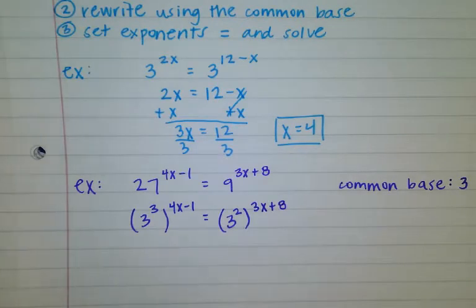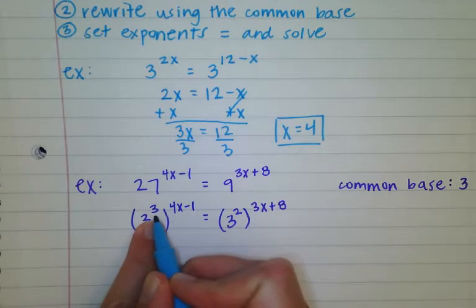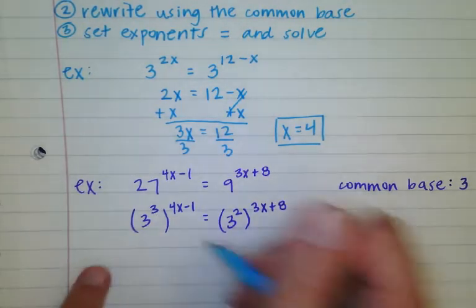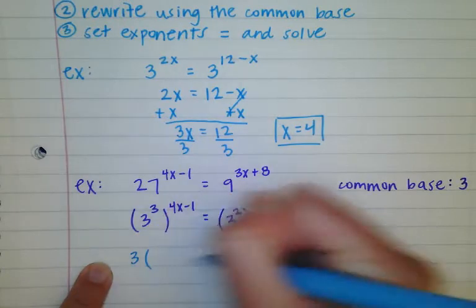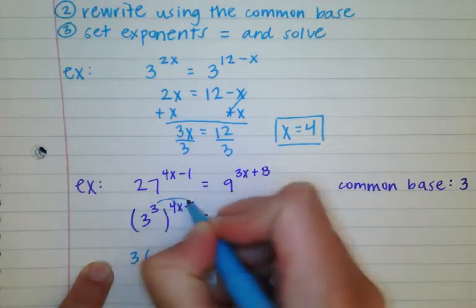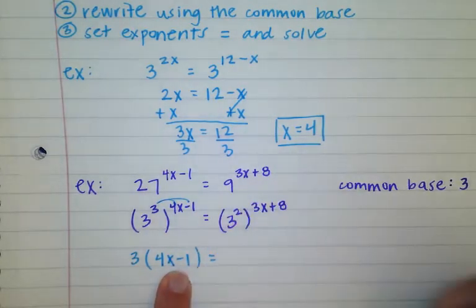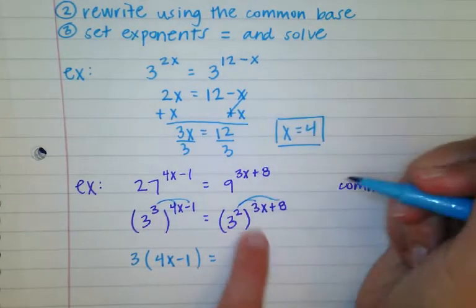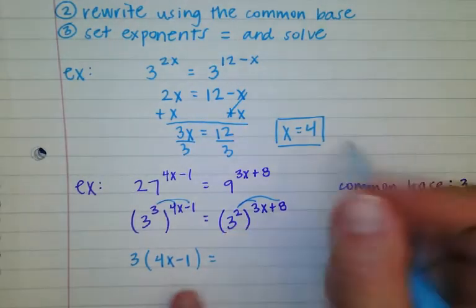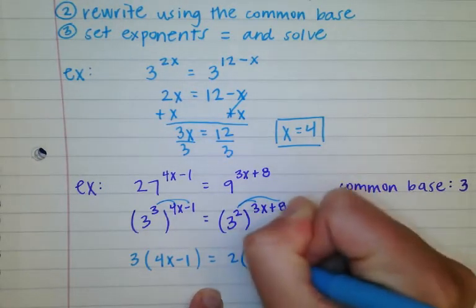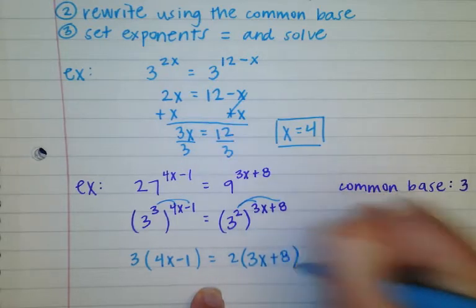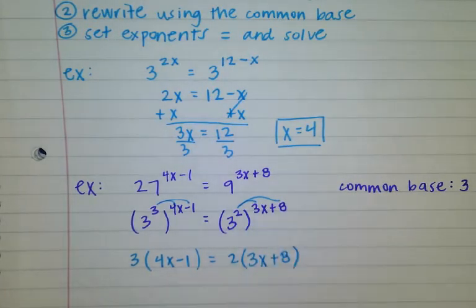And then the only thing that changes in our work is now we have new exponents. So this 3 that I made an exponent is going to actually have to distribute to the 4x minus 1 that was in the exponent before. And the 2 that I used as my exponent on my common base is going to distribute to the 3x plus 8 that was our original exponent. Now I have an algebra 1 equation left to solve.